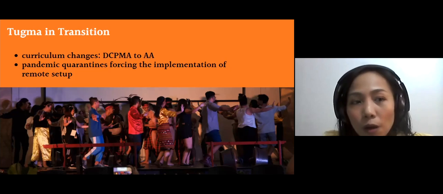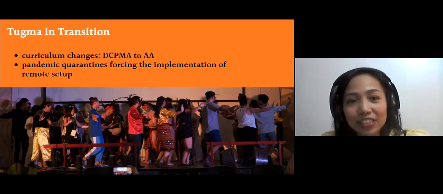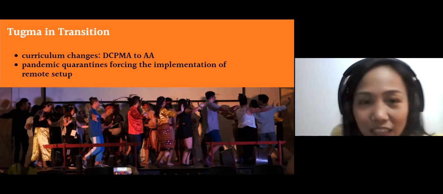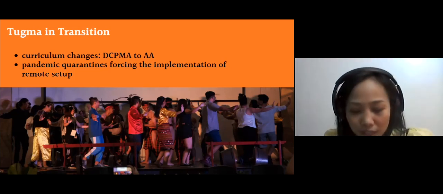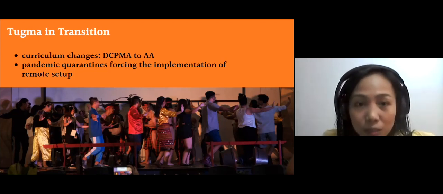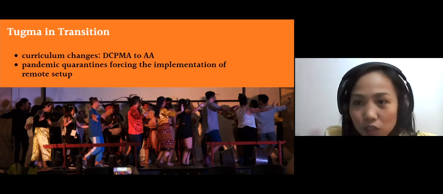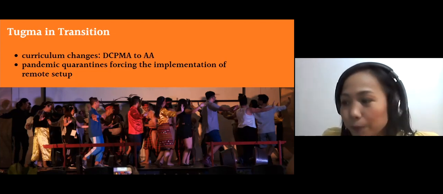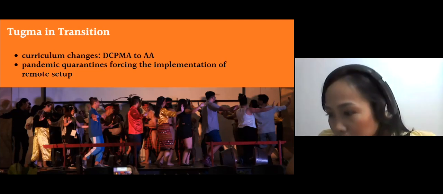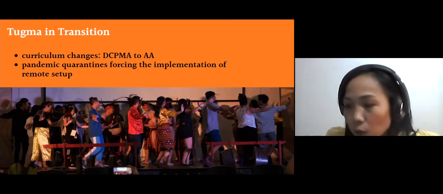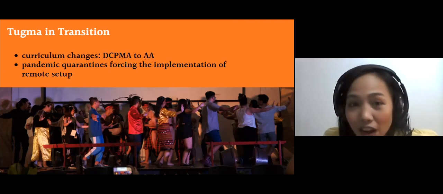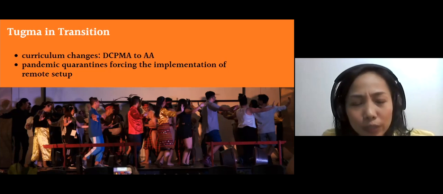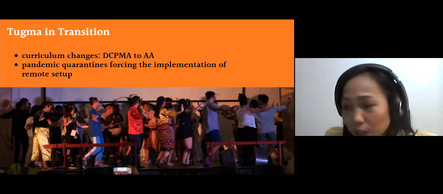But then, with some changes in the college, as Dean Byrne mentioned in the earlier sessions this week, and considering some priorities, the DCPMA was reformed to AA, which is a 2-year program, and it does not require Asian music recitals anymore. So because of that, there are hardly new members in that year. I think that was 2019, between 2019 and 2020.